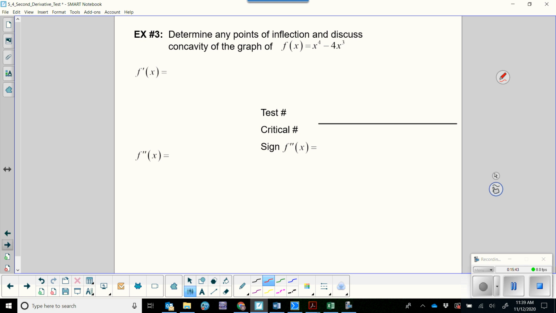Okay, so let's do some changes here to figure out, on example 3, if we have points of inflection and talk about the concavity. So we're not going to actually talk about the first derivative. We're going to find the first derivative to get to the second derivative, but we don't need anything. It did not ask us about relative max or mins. So I need to find the first derivative, but I only need to find it in order to get me to the second derivative.